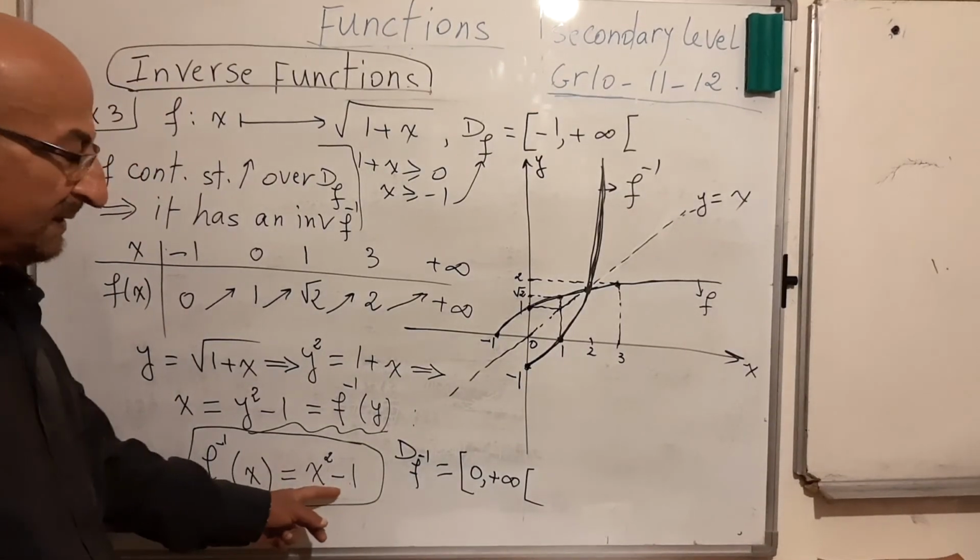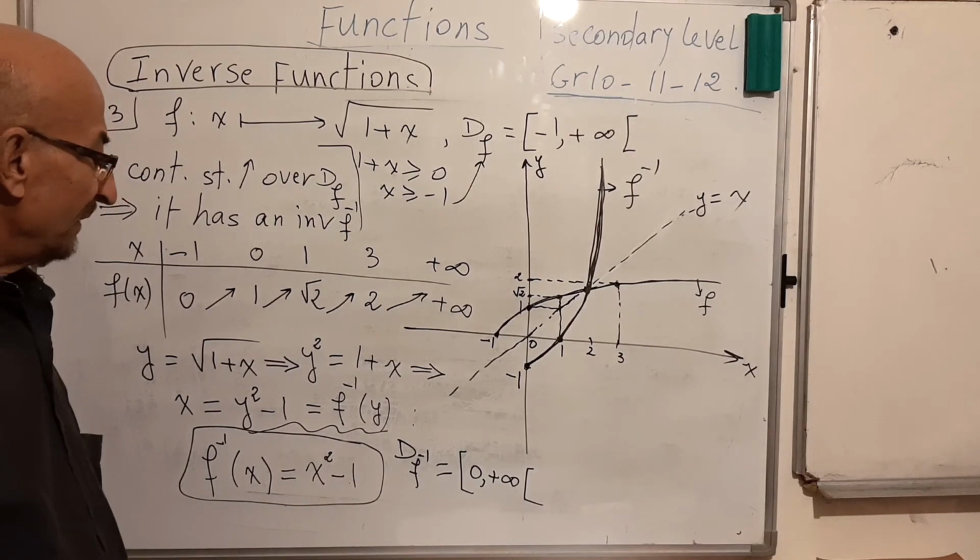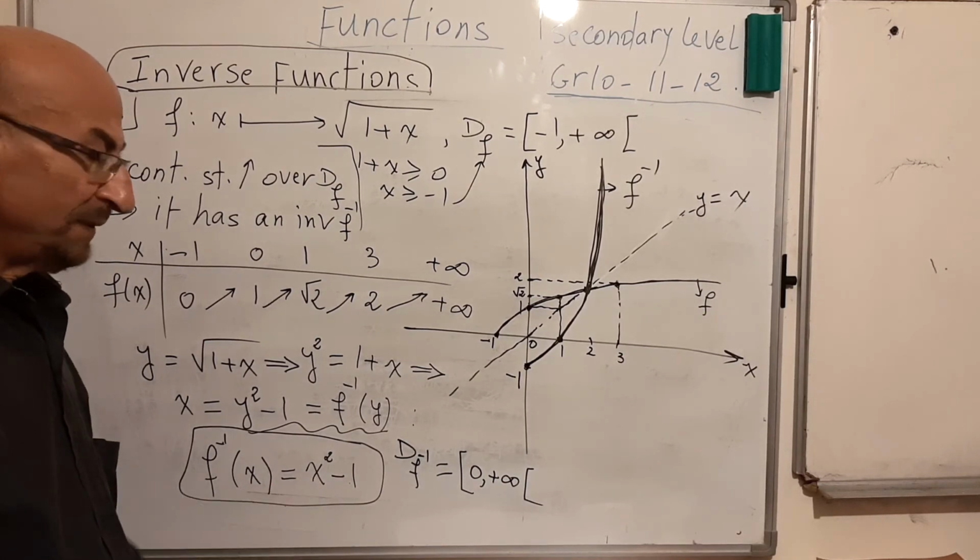y equal x squared minus 1 is a quadratic function. The graph is a parabola.